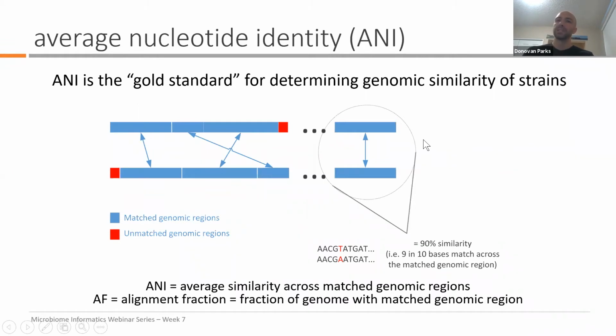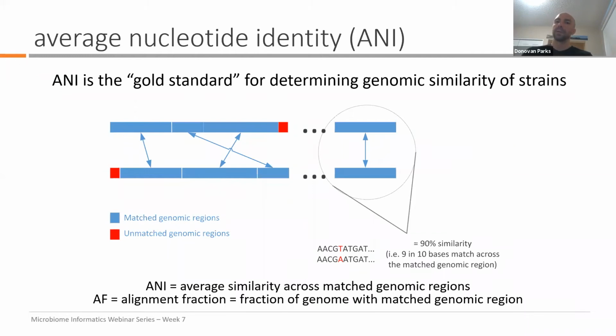And then there will be regions in these genomes that you can't match. So you can imagine we have some small region in red here where there is just no similar region in this other genome. What average nucleotide identity is, basically, you take one of these matched genomic regions, you align them so that columns indicate homologous characters, and then you just count up the number of base pairs that are identical and the number of base pairs that are different. So in this case, you can see that 9 of the 10 are the same. So we'd call those regions 90% similar. And if you do that across all the blue regions, that is what average nucleotide identity is.